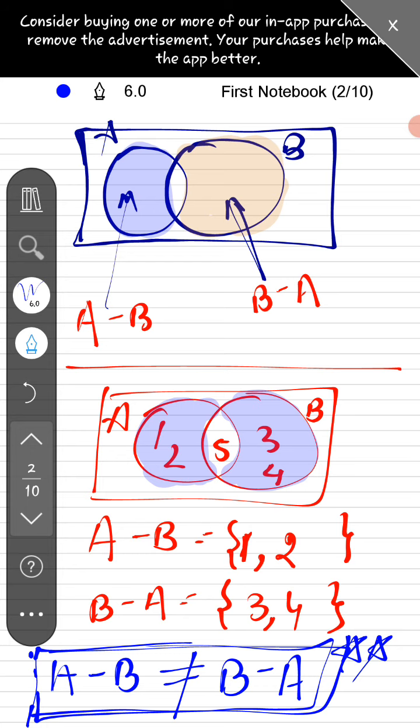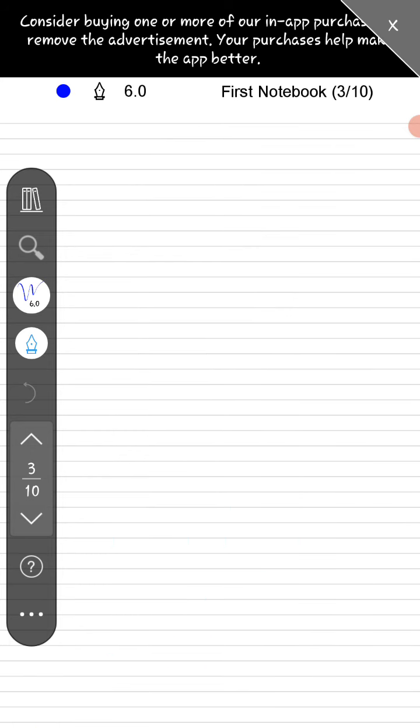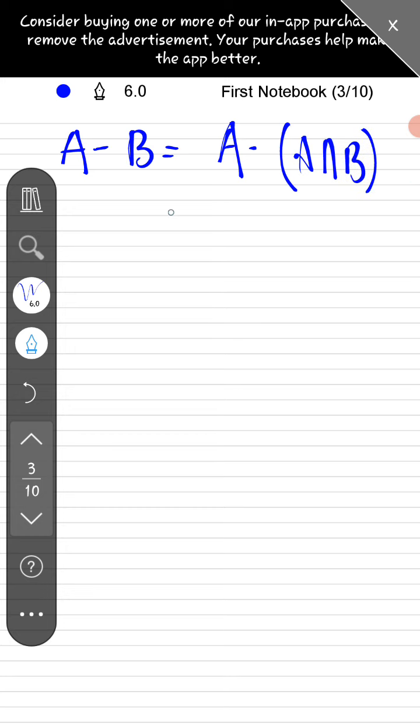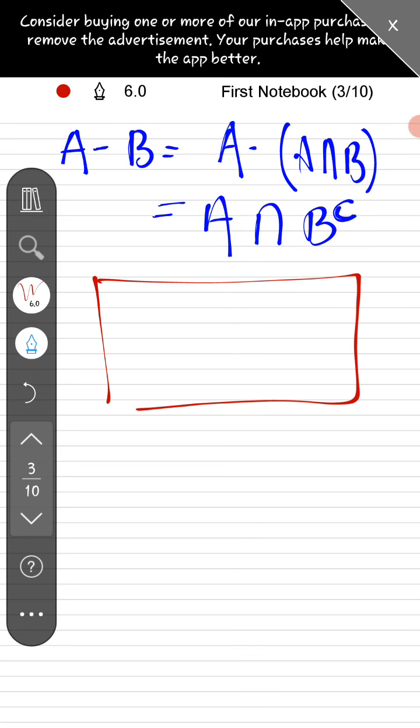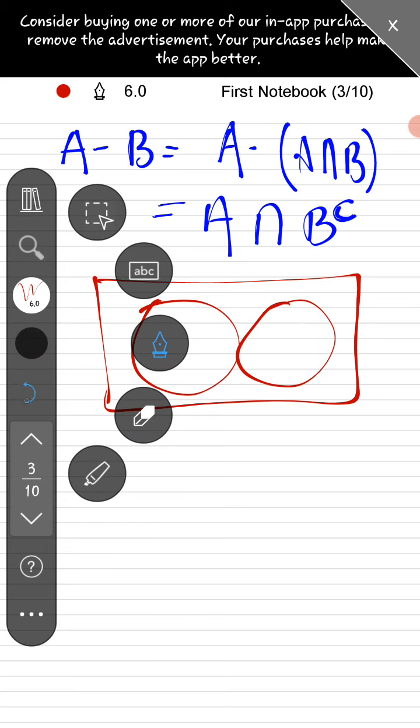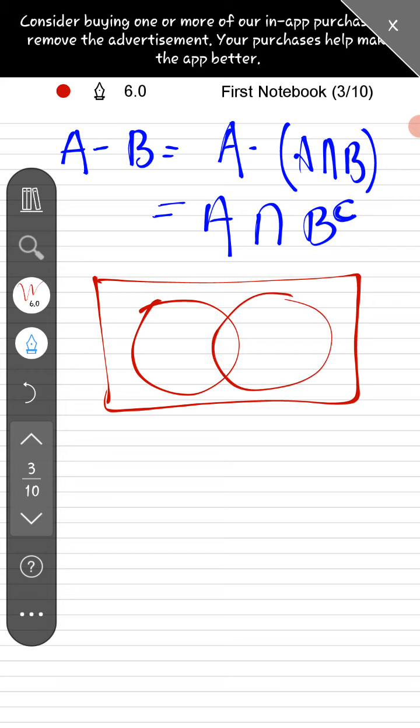So I have some laws for you. See, what are these? First, A minus B can also be written as A minus A intersection B, or it can also be written as A intersection B complement. Let's prove this. We are having, I guess, a disjoint set here, a Venn diagram.